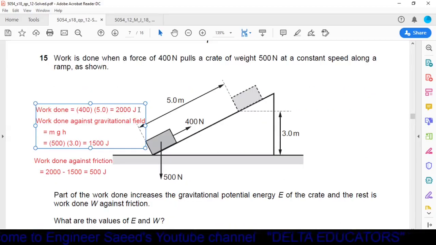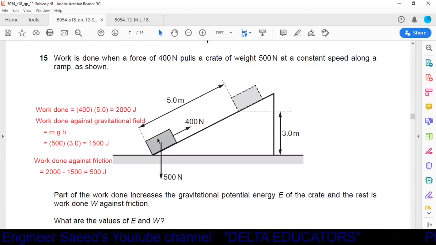Question number 15. Work is done when a force of 400 Newton pulls a crate of weight 500 Newton at a constant speed along a ramp as shown. Here we are pulling an object on a ramp. Weight of the object is 500 Newton and we are applying 400 Newton force to pull the object up the ramp, and the distance moved is 5 meter, and the height increase is 3 meter.